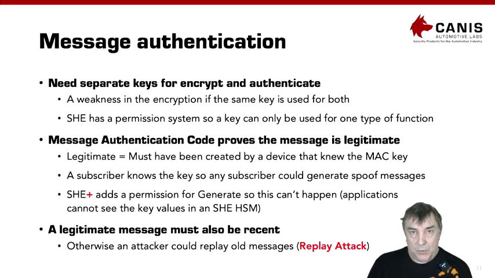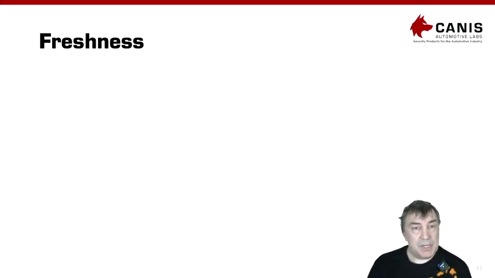Now, the second important thing about message authentication is that a legitimate message must also be recent. I mentioned before how encryption schemes suffer from weakness of replay attacks, where an attacker can sniff around, capture a message, and then replay it later. And because it's legitimate, it can be accepted by receivers. So part of the way the authentication code needs to be computed is it needs to include some measure of how recent that message is, so that old messages can be discarded and will never verify. So that brings us to freshness.